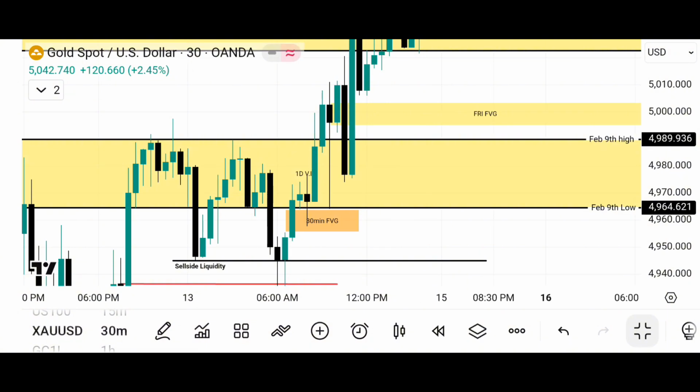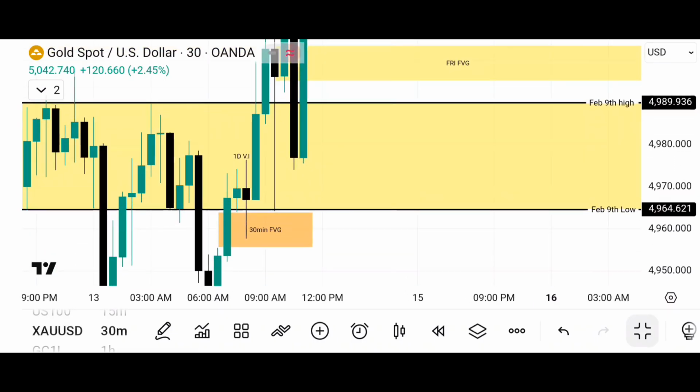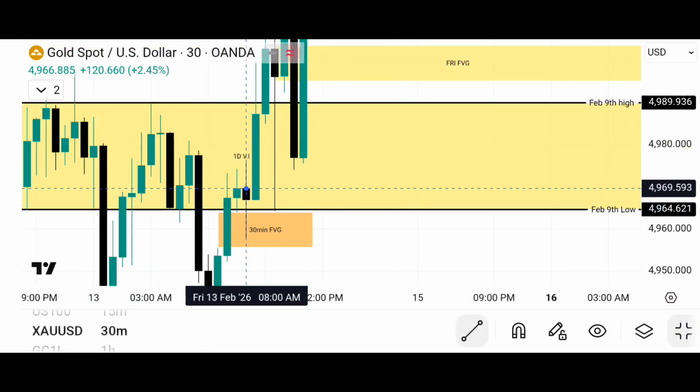So the market operates with time and price, and you can't analyze one and ignore the other. You can't work with time and then ignore price. Same way, you can't work with price and then ignore time. So you have to use both. So let's mark out this order block right on the 30-minute time frame.